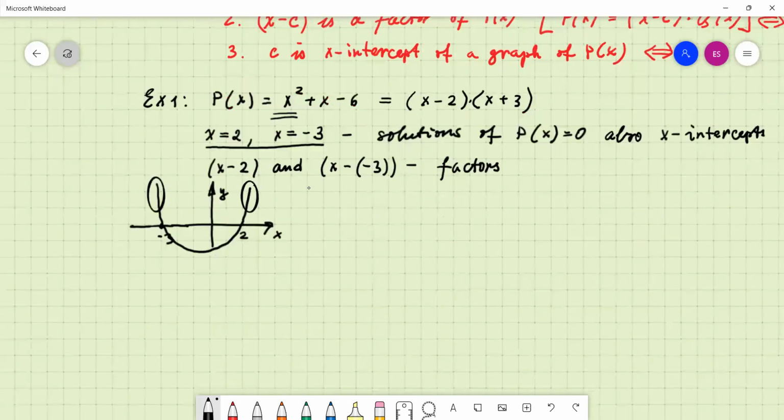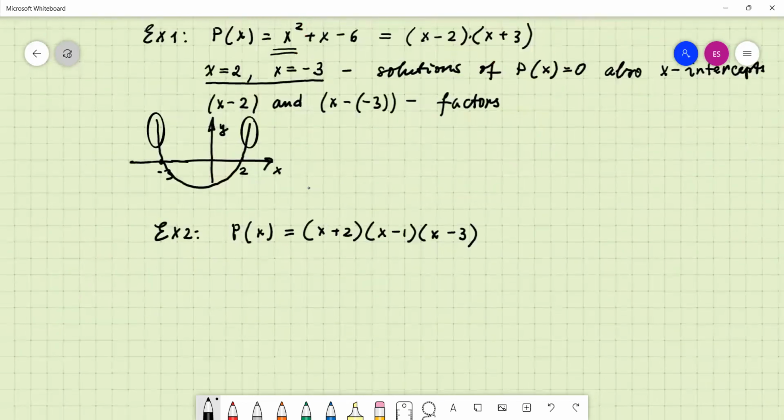Now, let's consider something more complicated, which is actually going to use these zeros of polynomials. Example number 2, P of x. Imagine somebody already factored the polynomial for us. It's not always going to be the case, but we're going to start with easy exercises where the polynomial is factored already. So somebody factored the polynomial for us, right?